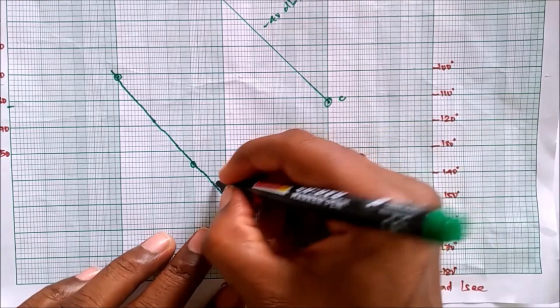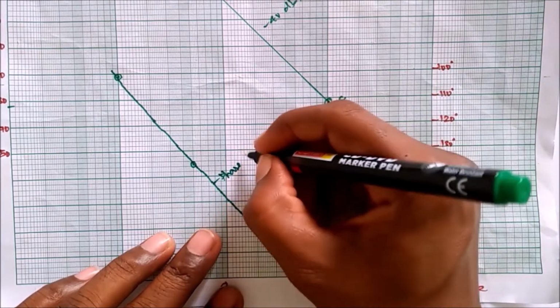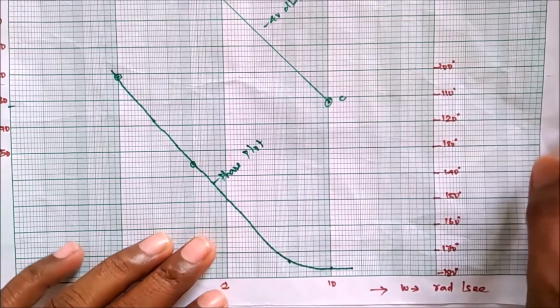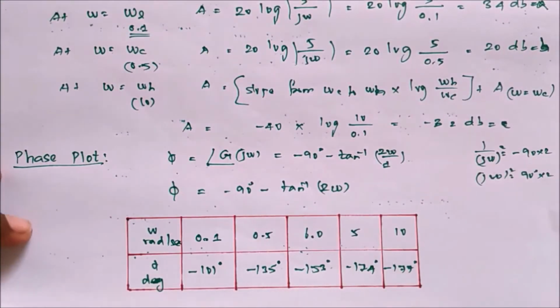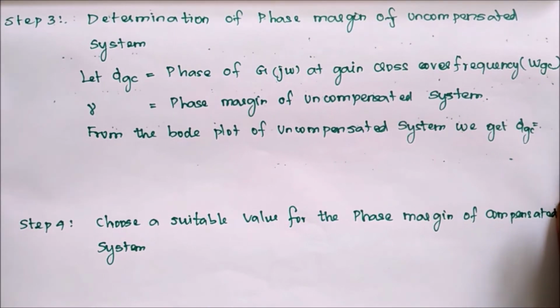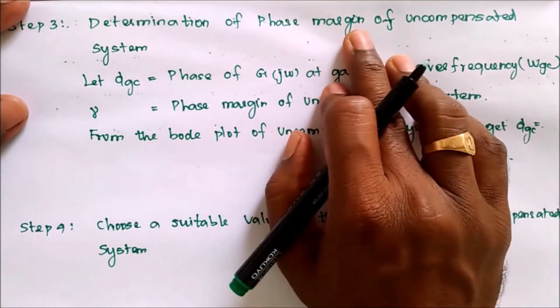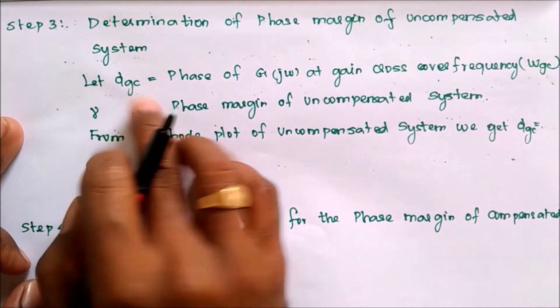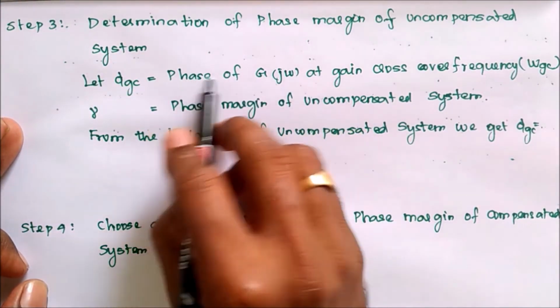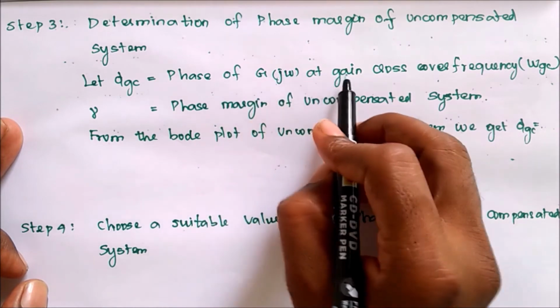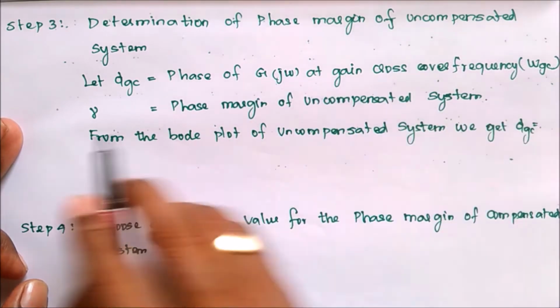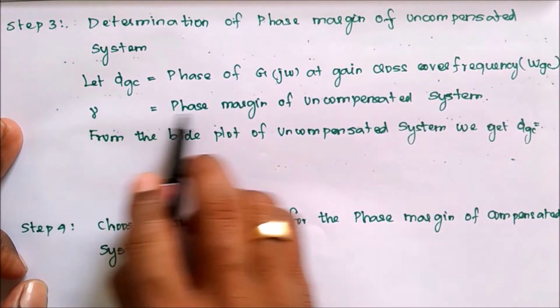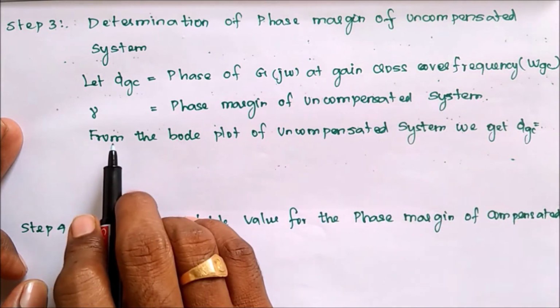So this is the phase plot. Now for designing the lag compensator, the next step is determination of the phase margin of the uncompensated system. Let phi gc be the phase of G(j omega) at the gain crossover frequency, and gamma is the phase margin of the uncompensated system.